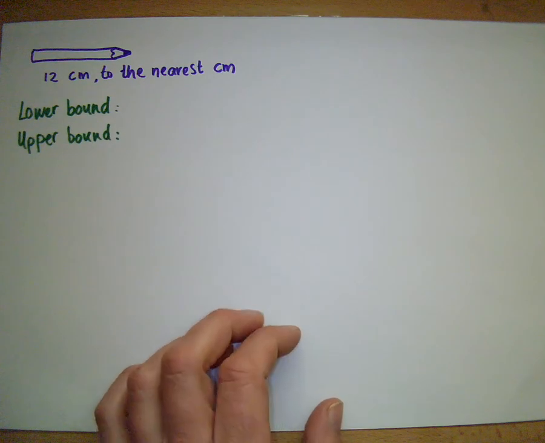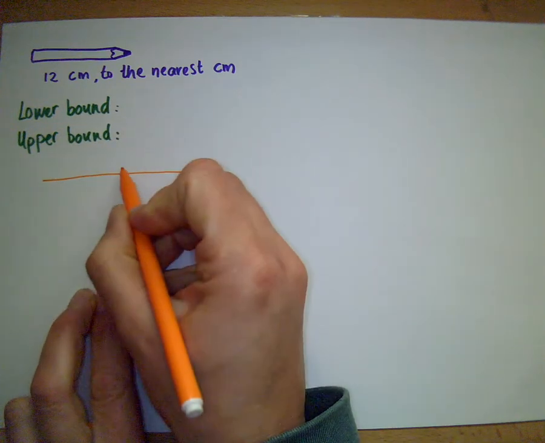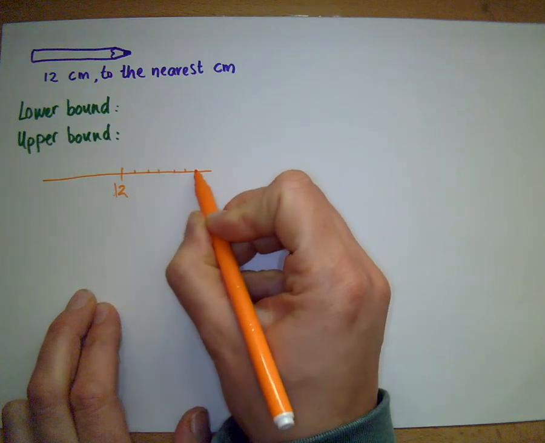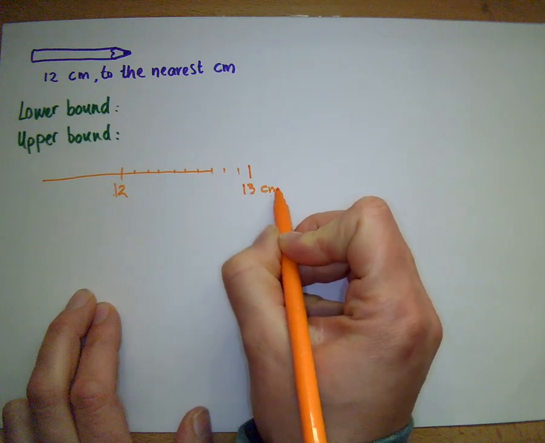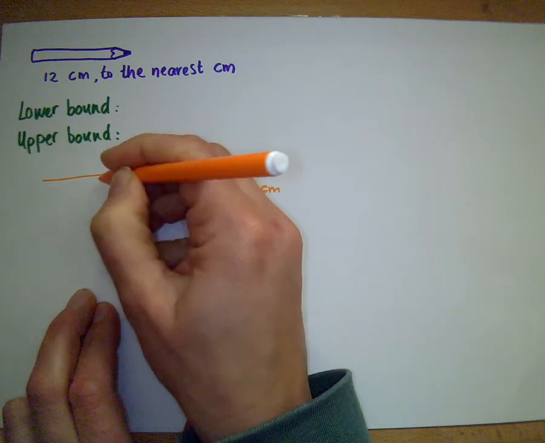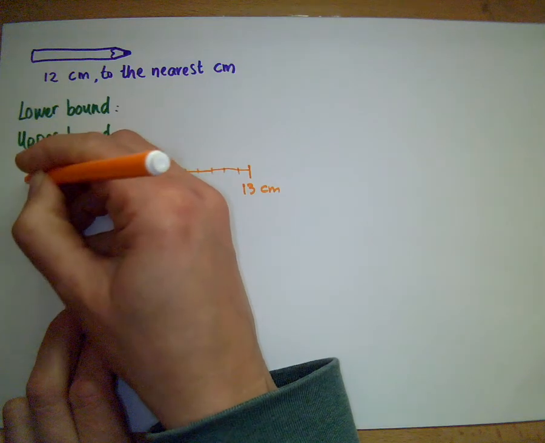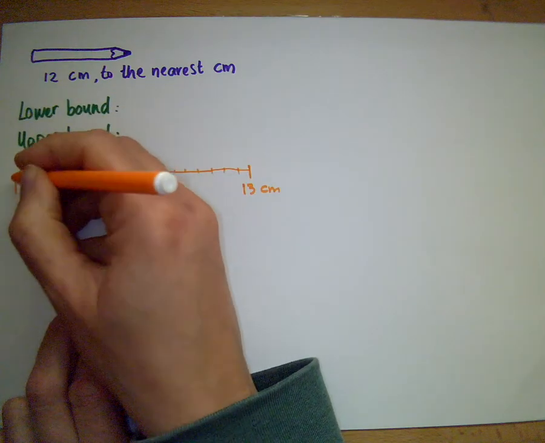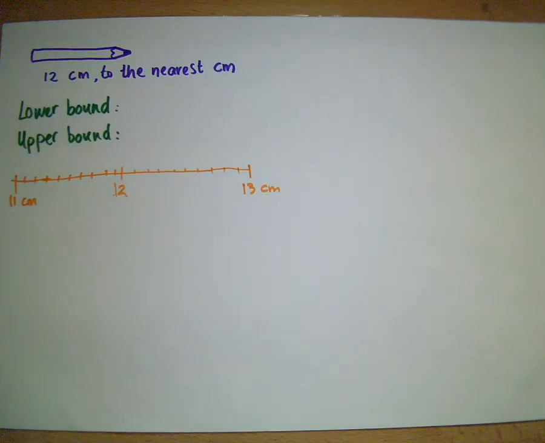If we were to draw a number line, we would say 12 is right here, right? 1, 2, 3, 4, 5. These are millimeters. 6, 7, 8, 9, 10. This would be 13 centimeters, right? And 3, 4, 5, 6, 7, 8, 9, 10. We're not going to care that the distances are kind of weird.